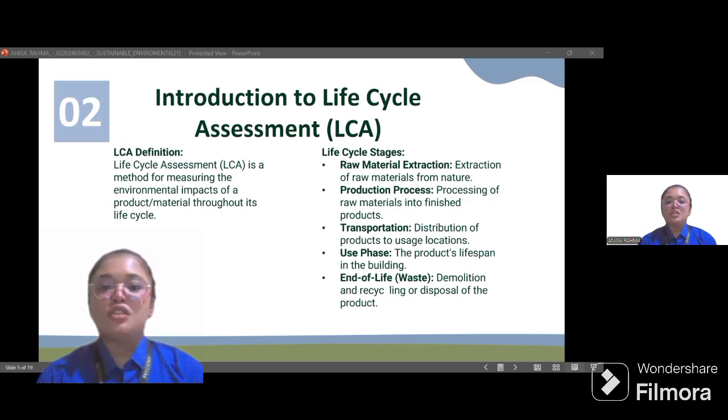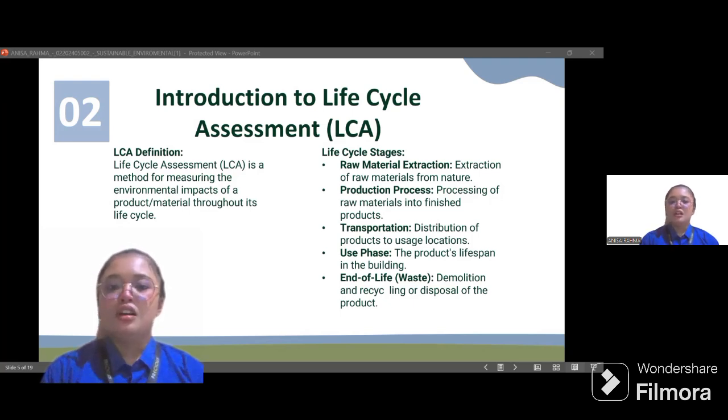By understanding each of these stages, we gain a comprehensive view of how a material affects the environment, not just during use, but throughout its entire lifespan. This is what makes LCA a critical and relevant approach for making sustainable decisions in the construction industry.